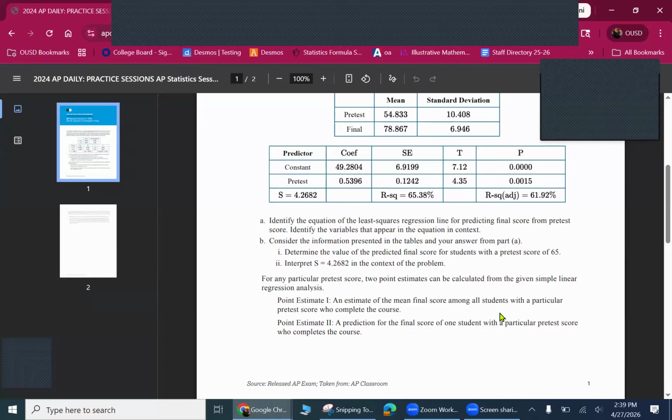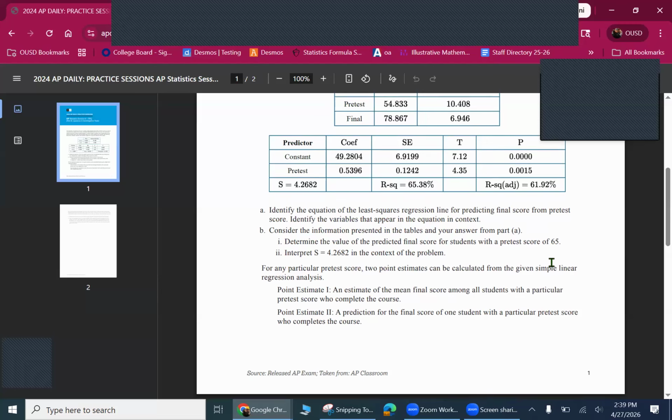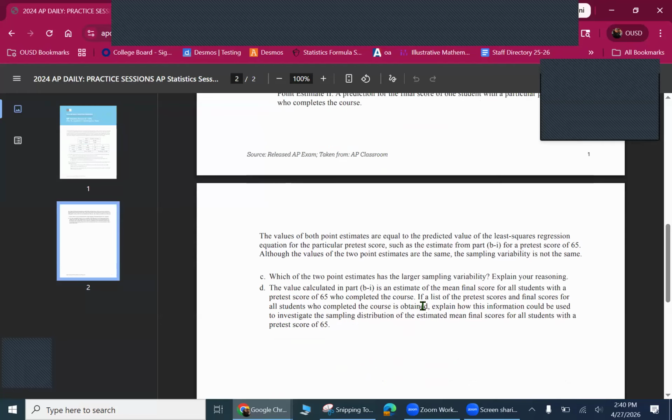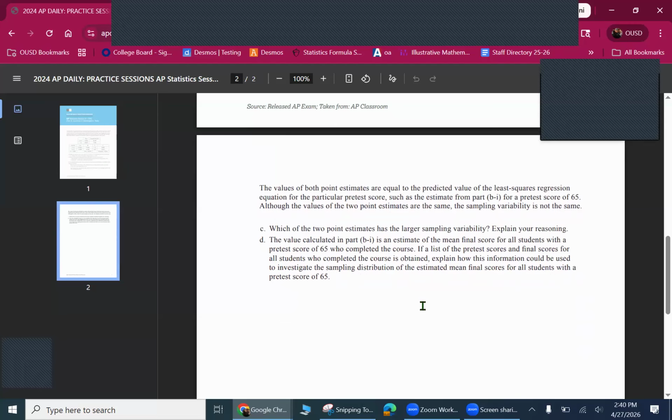Now, we've already calculated it for a student. And so the idea is, well, we could also, this is hard to wrap your head around. It's saying, well, if I use 65, I could also say, well, on average, someone who makes a 65 is going to get this score. These are both the same numbers, which I think is what it says on the next page. The value of both point estimates are equal to the predicted value of the least squares regression equation for the particular pretest score, such as from what we just did for 65.